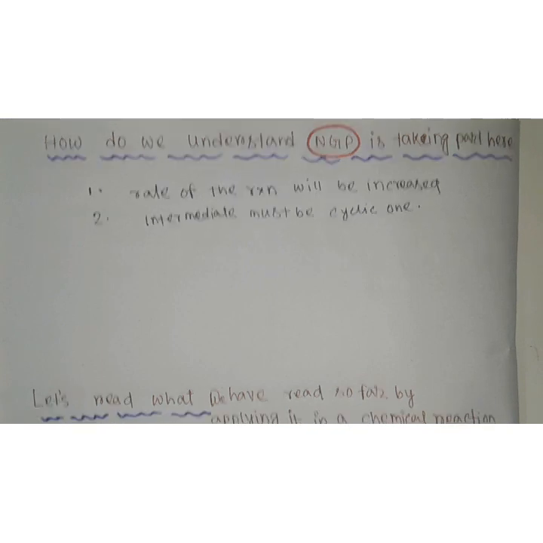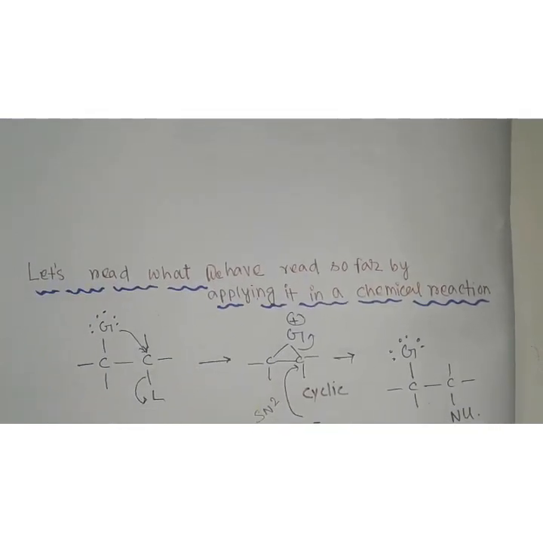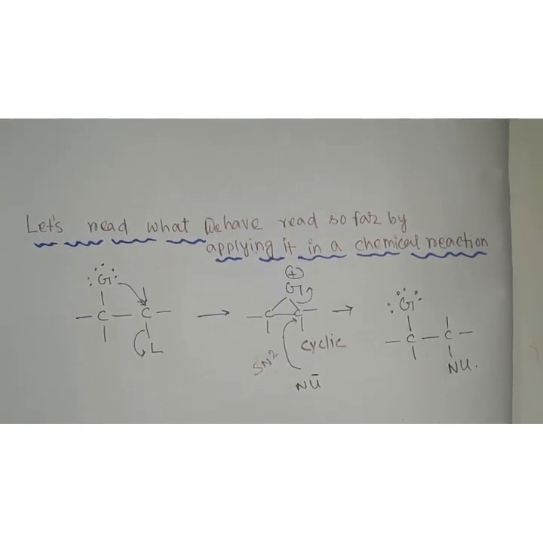Next, let's apply what we have read so far in a chemical reaction. Here I write a general chemical reaction. Through NGP, we always get a cyclic intermediate, and this cyclic intermediate usually reacts with an external nucleophile through an SN2 process and gives the product.